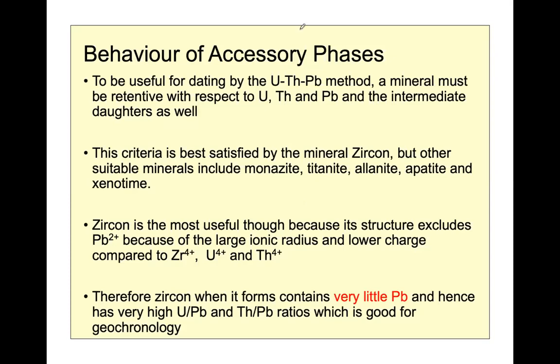So as I said, we use accessory phases for this uranium lead dating. Accessory phases means like zircon, monazite, because they contain a lot of uranium and thorium, right? They contain a lot of uranium and thorium. Therefore, they are suitable for U-Pb dating, uranium lead dating. But minerals like feldspar or quartz, even amphibole, they might not be appropriate because they do not contain enough amounts of uranium thorium.